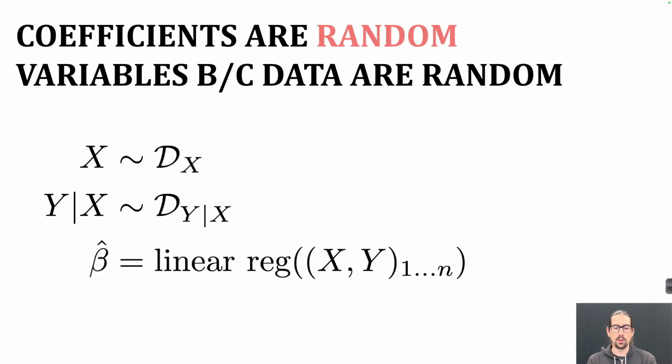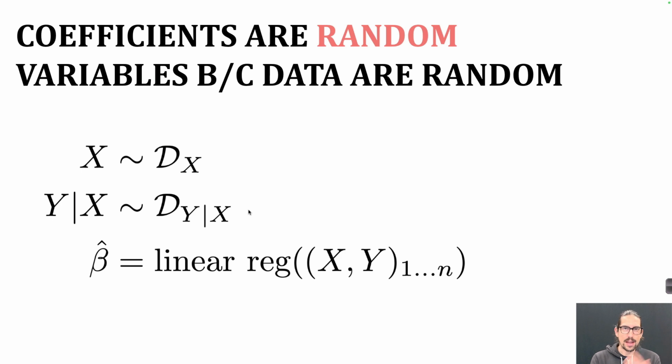So to understand that, we'll start by discussing the variance of the coefficients themselves, their sampling variability. The coefficients are random variables because the data are random. You can imagine, before we started doing linear regression, we were just looking at stuff like this, where we have some data generating process where x is sampled according to some distribution, and then y given x is sampled according to some conditional distribution.